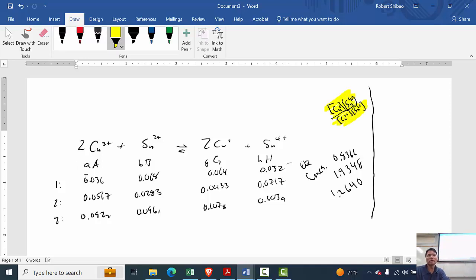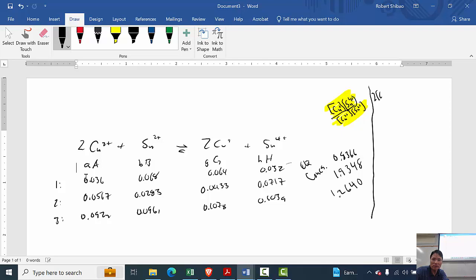Is that a reproducible pattern? Do you see that? If you look at the numbers, they're quite different. And so this doesn't seem like a reproducible pattern here. And so what I'm going to do next is I'm going to use the coefficients here. So I have twice as much copper. So let's try this pattern.